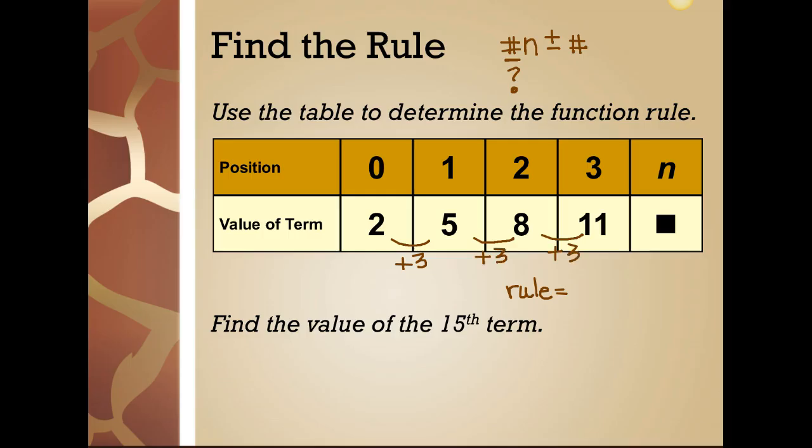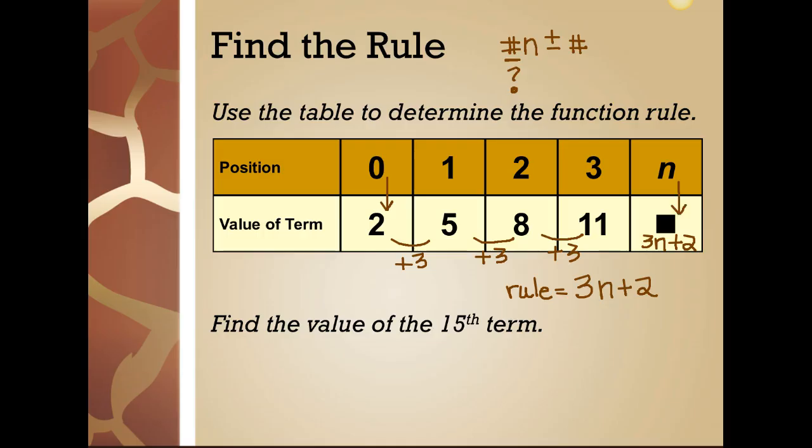The first part of our rule is going to be 3 times n. Now that we have that piece of information, we can figure out the rest. 3 times 0 is 0, and in order to get to 2, we will add 2. It looks like this is going to be our rule, but we want to double check with some other values to make sure it holds true.